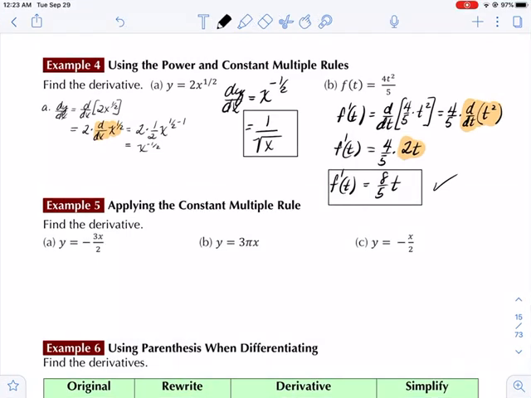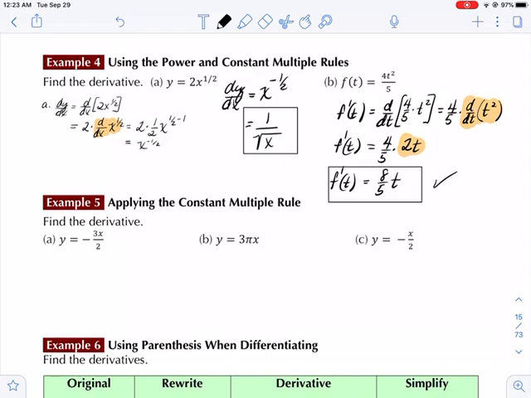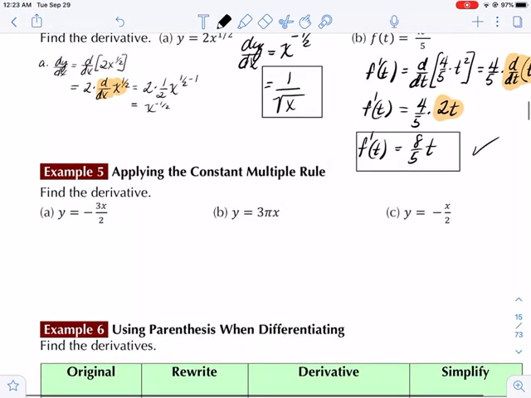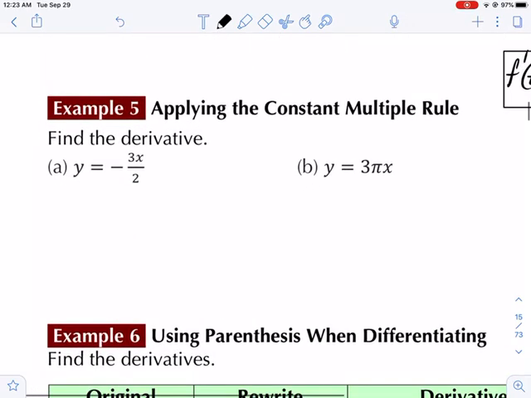Okay, so I'm back, and here we are applying the constant multiple rule. So we have finding the derivative. The one thing that's kind of funny about this is if you look at the function, students have to remember that when we write this, it's just negative 3/2 times x. So you see the constant negative 3/2 out front. So we have y prime is equal to negative 3/2 times the derivative with respect to x of just x.